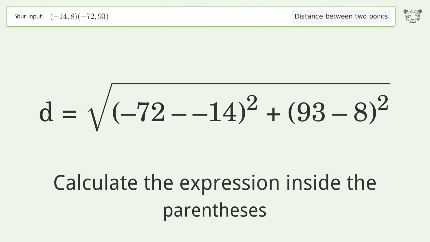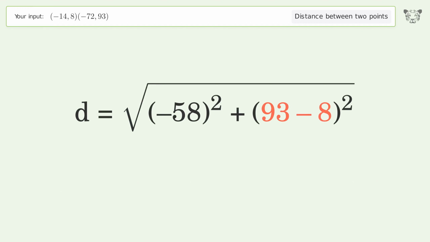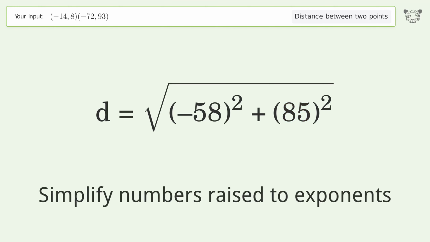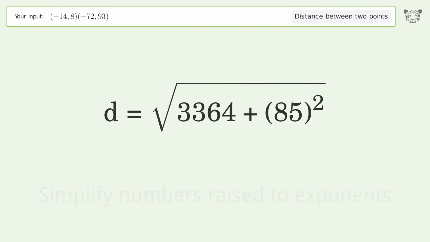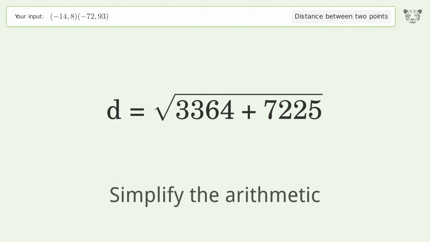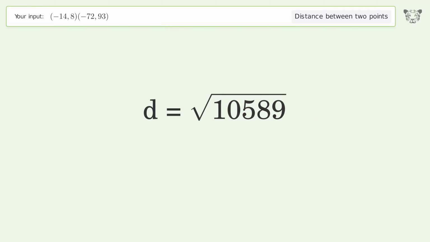Calculate the expression inside the parentheses. Simplify numbers raised to exponents. Simplify the arithmetic. And so the distance between the 2 points is the square root of 10,589, or 102.903.